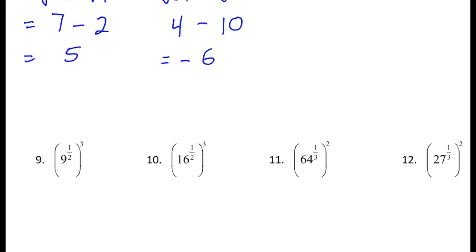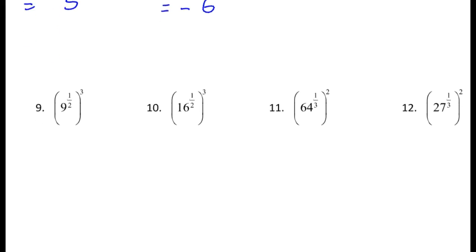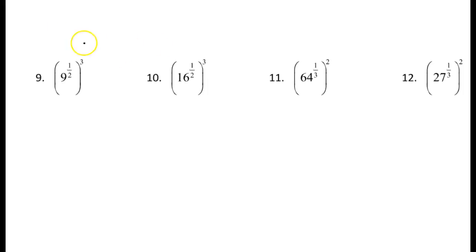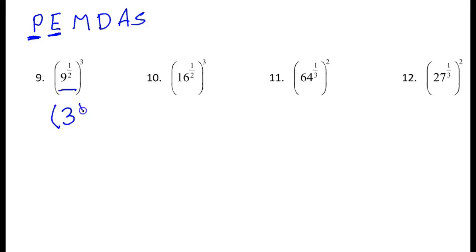Then we crawled down here and said same thing, the order of operations. So do the parentheses first, then the exponents, and multiply, divide, then add, subtract. So it's important we do the parentheses first and then the exponents. So simplify what's inside the parentheses first. What is 9 to the 1/2 power? You get 3, because that's just the square root.